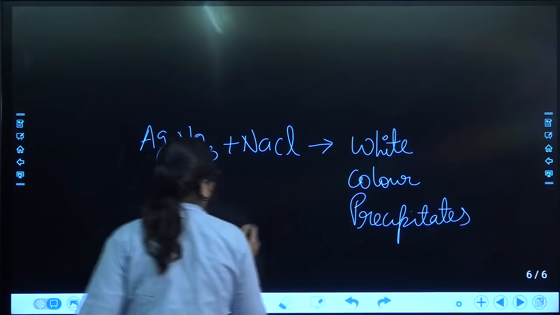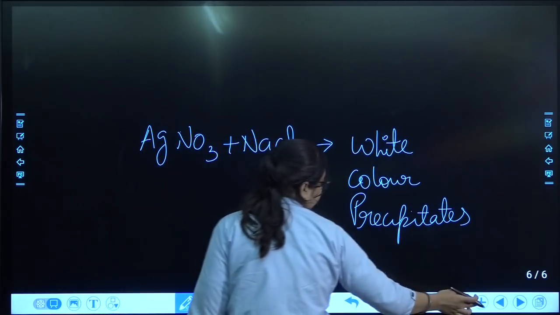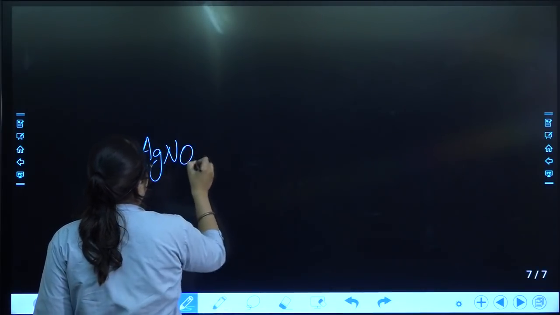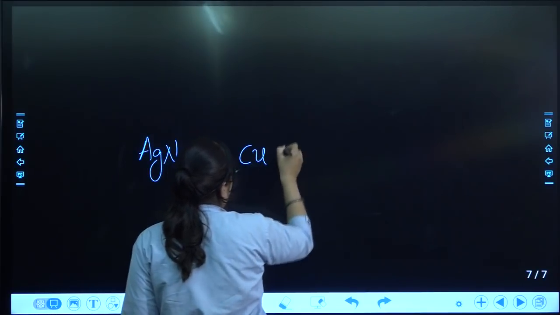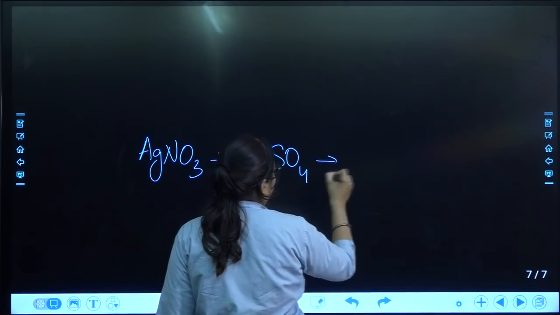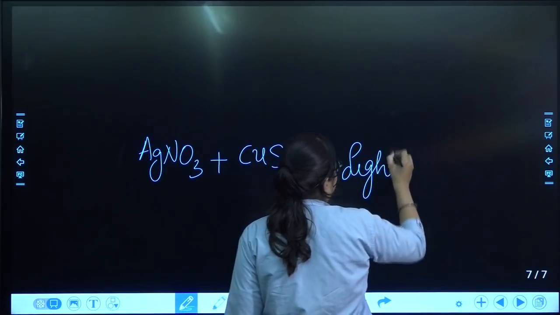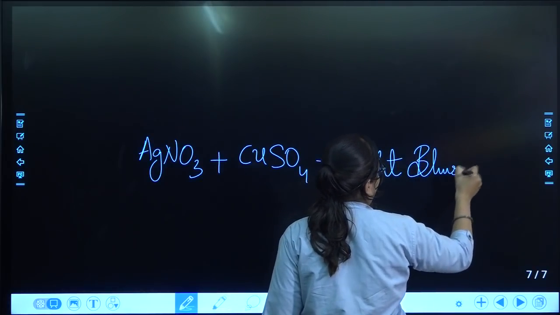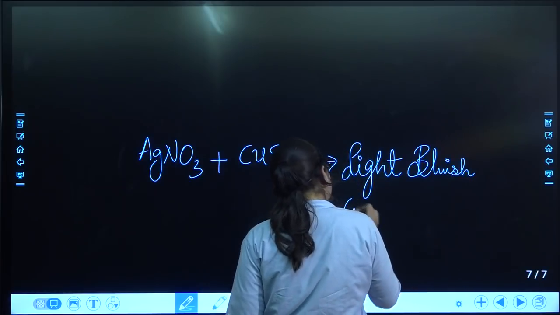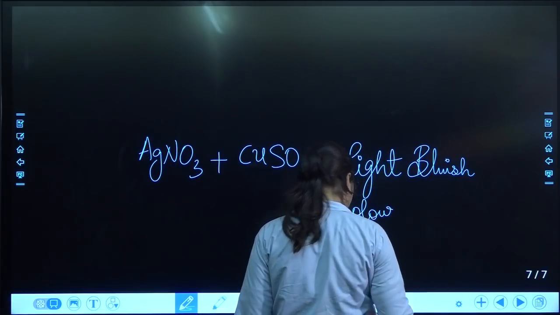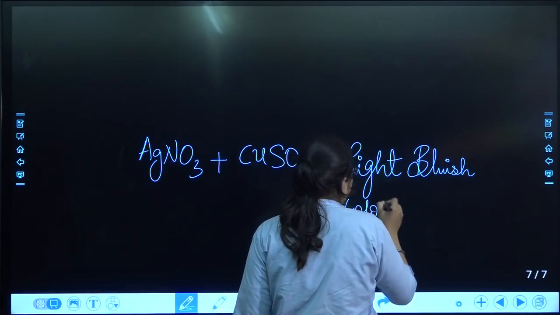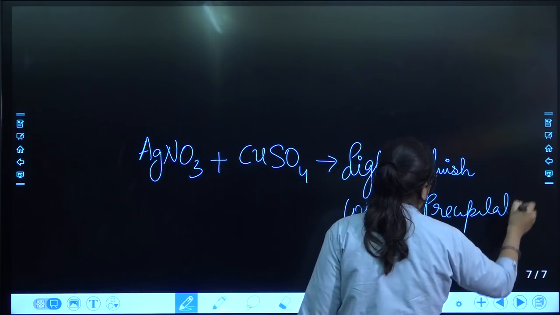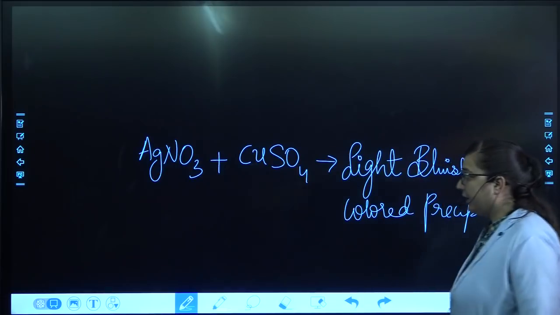So this same AgNO3 plus CuSO4 will give light bluish colored precipitate. Okay.